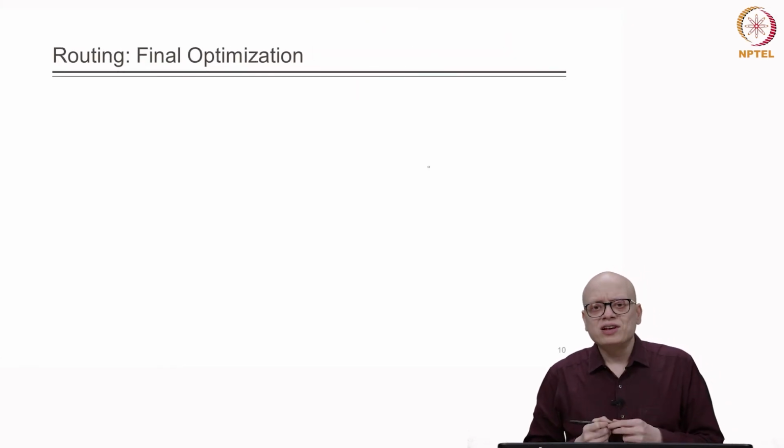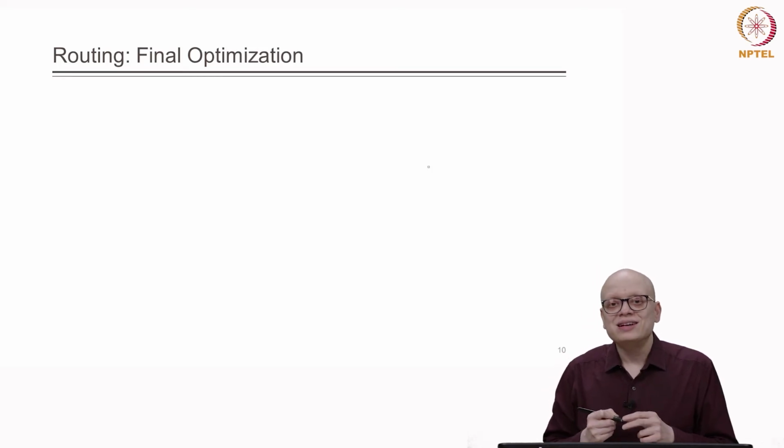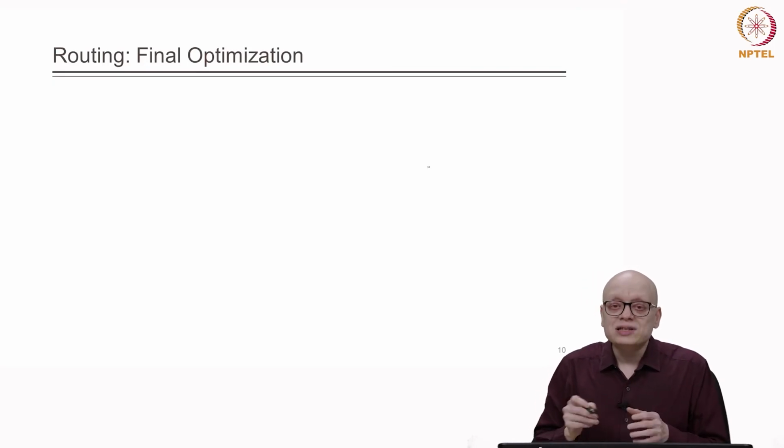Now, using the routing model that we just discussed, the tool will find a feasible solution if it exists, or if it can find one, using some heuristics.